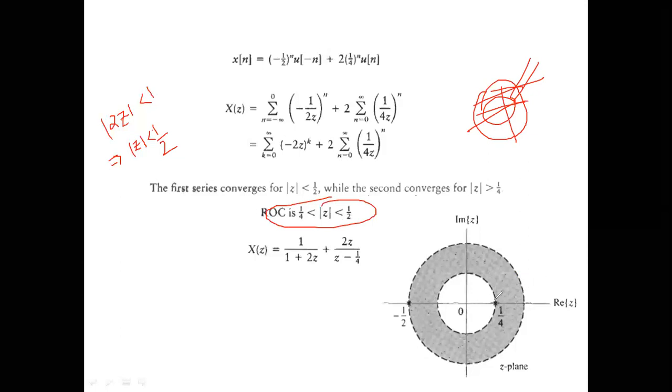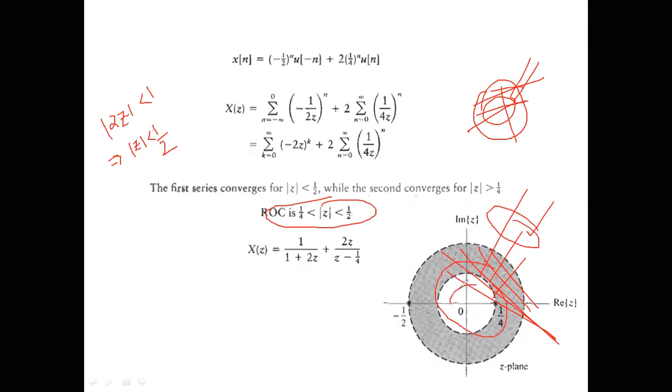So outside 1 by 4, all the values, the first one is stable. Here also the first term is stable, but the second one is stable only inside 1 by 2. So where does it overlap? It overlaps only in this particular part. In the first case, the second term doesn't converge; here the first term doesn't converge. So my ROC is a circle. One signal is right sided, another signal is left sided, so my ROC is a concentric ring.